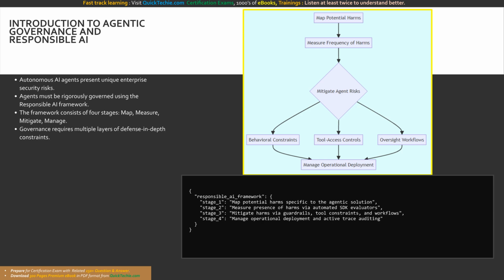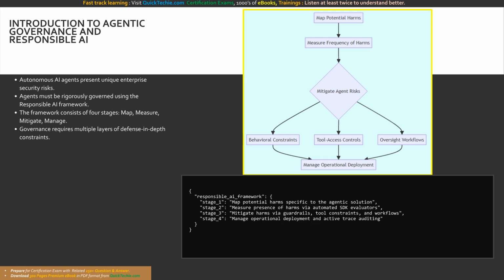Governing an agent requires a defense-in-depth, layered architectural approach. We cannot rely on a single security filter. We must establish unyielding behavioral constraints at the system message layer, rigorously secure how the agent accesses external systems via tool access controls, and implement active human-in-the-loop oversight workflows to catch uncertain decisions before they are executed. By embedding these strict governance mechanisms directly into your core architecture, you completely transform your AI agents from unpredictable black box liabilities into highly secure, fully auditable enterprise orchestrators. Let us dive right into architecting these constraints.